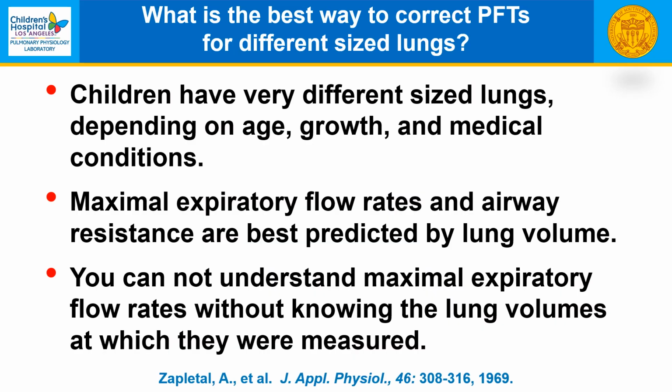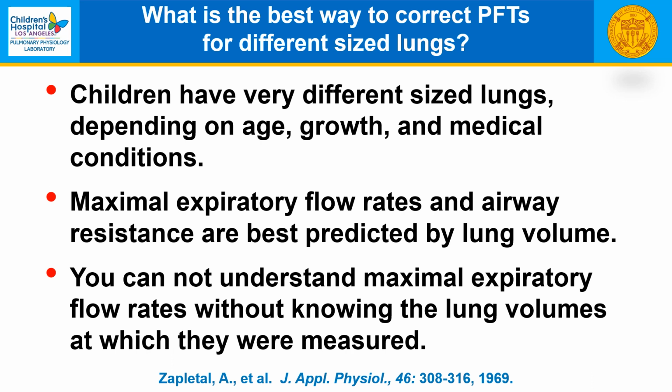All right. So children have very different sized lungs depending on age, growth, and medical conditions. Maximal expiratory flow rates and airway resistance are best predicted by lung volume. You cannot understand maximal expiratory flow rates without knowing the lung volumes at which they are measured. So what is the best way to correct pulmonary function testing for different sized lungs?